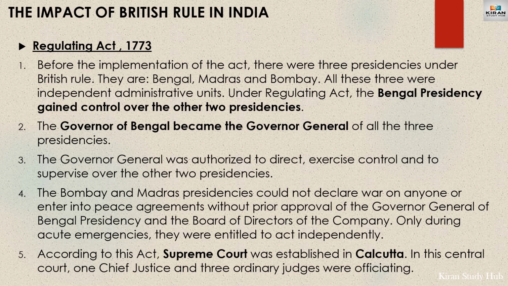Under this act, a Supreme Court was established in Calcutta, and in the Supreme Court there will be one Chief Justice and three ordinary judges.